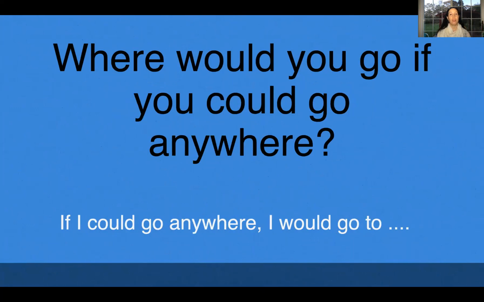Where would you go if you could go anywhere? So the second conditional would sound like this. If I could go anywhere, remember you need your past simple tense. If I could go anywhere, I would go to Bora Bora. So it sounds like I have Bora Bora in my mind. So you let me know what your second conditional sentence is. It's your turn, and this is your class.